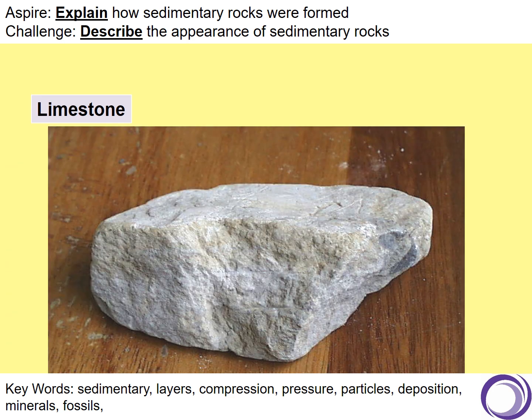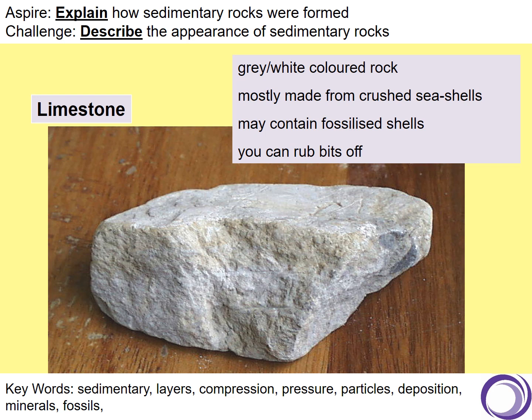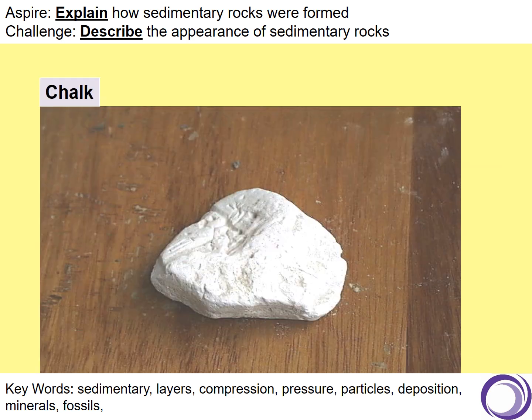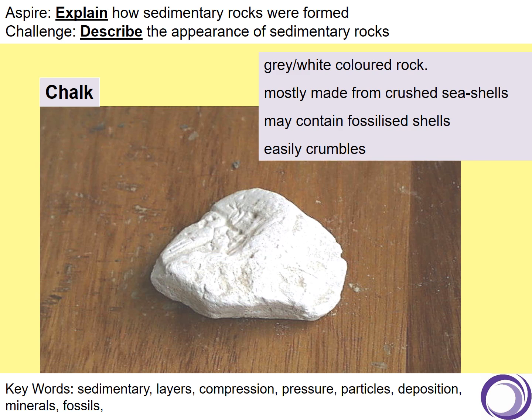Limestone is another typical sedimentary rock. Again, in this picture you can see the layers, although not as clear as in the sandstone. This one's a greyish white coloured rock. This one was made mainly from crushed seashells at the bottom of oceans and frequently contains fossilised shells, and again is soft enough that you can usually rub bits of it off. Chalk, another typical example. Again, grey or white coloured rock, again mainly made from crushed seashells, and again might contain fossilised shells. And this one is extremely crumbly. You know, chalk can be used for writing on things.